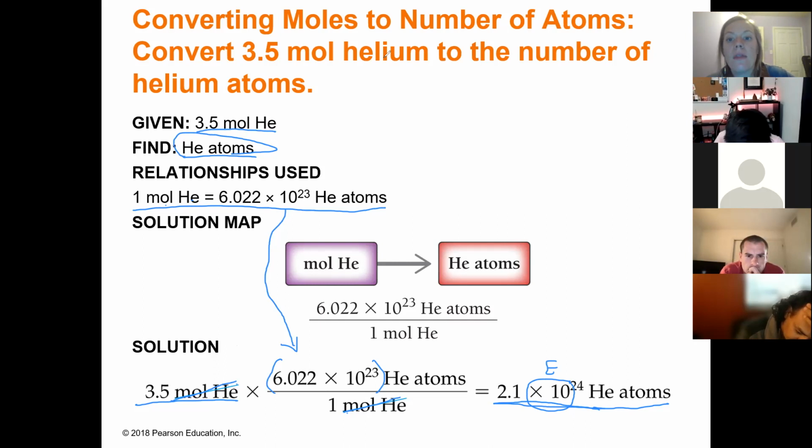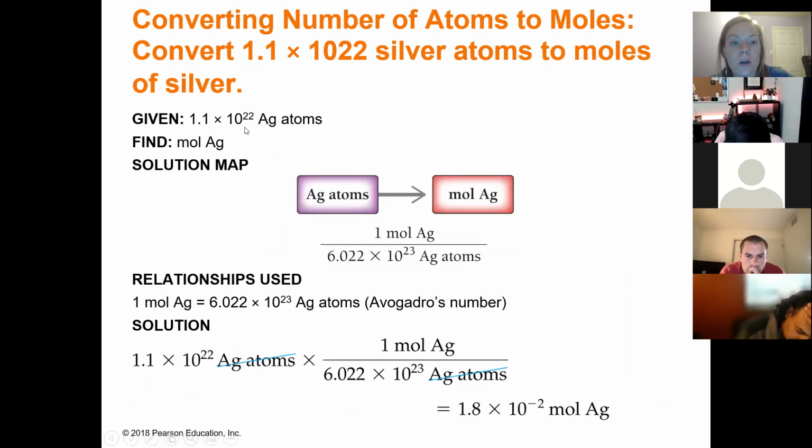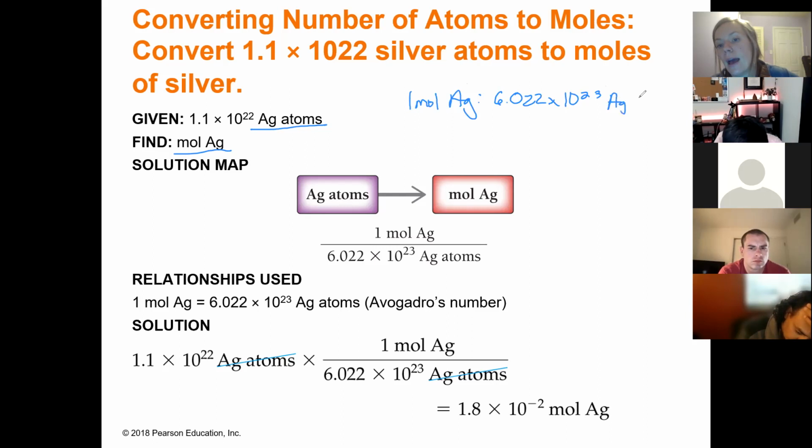What if we want to go the other direction? Let's say instead of giving you moles, I gave you atoms. Like this one here, we have 1.1 times 10 to the 22nd silver atoms. And I want to know how many moles that is. Well, the relationship is the same. This is sort of that 1 dozen equals 12. It doesn't change. So the relationship between atom and mole, even though it's something different, silver, it's still the same thing. 1 mole of silver is equivalent to 6.022 times 10 to the 23rd, in this case, silver atoms.